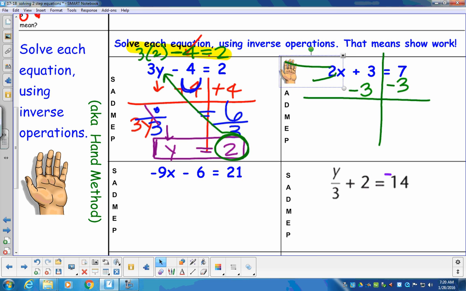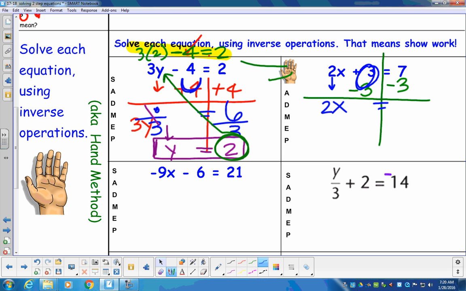So we end up with, whoops, sorry about that. We end up with a 2x. We have 3, take away 3 is 0. That has to happen every time. And on the right-hand side, we have 7 minus 3, which is 4. The hand method kicks in here. We cover the variable with our hand. The operation right there is multiplication. So we're going to go ahead and divide by 2, copy, paste. We end up with 1x equals 2.